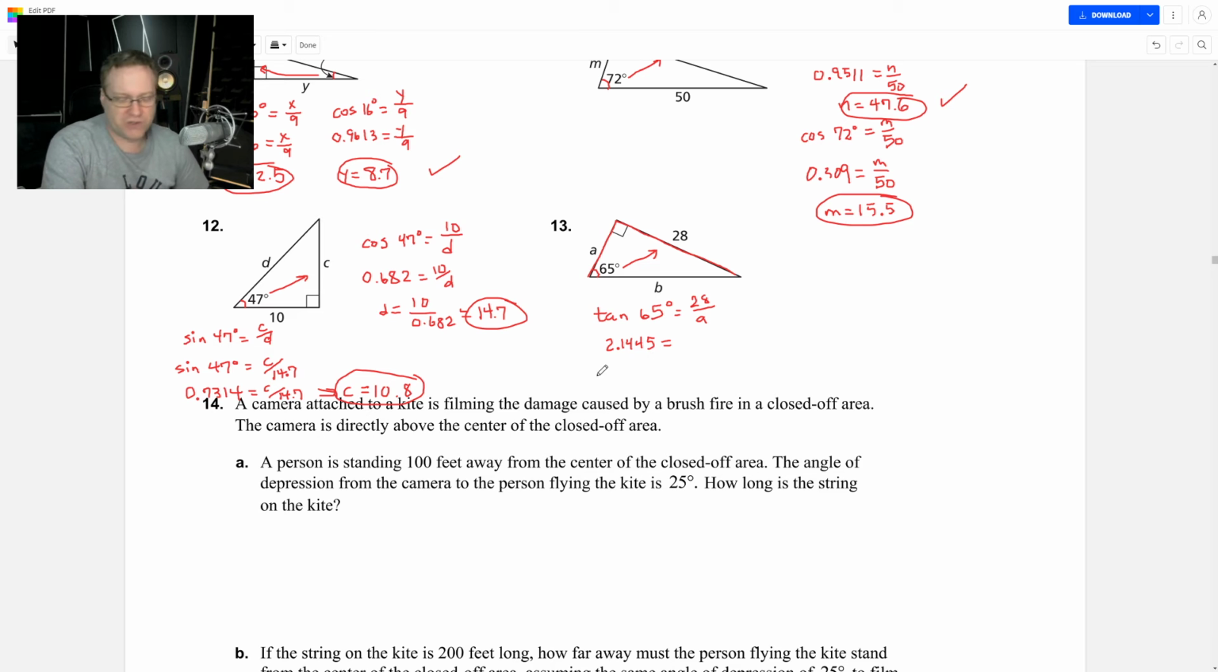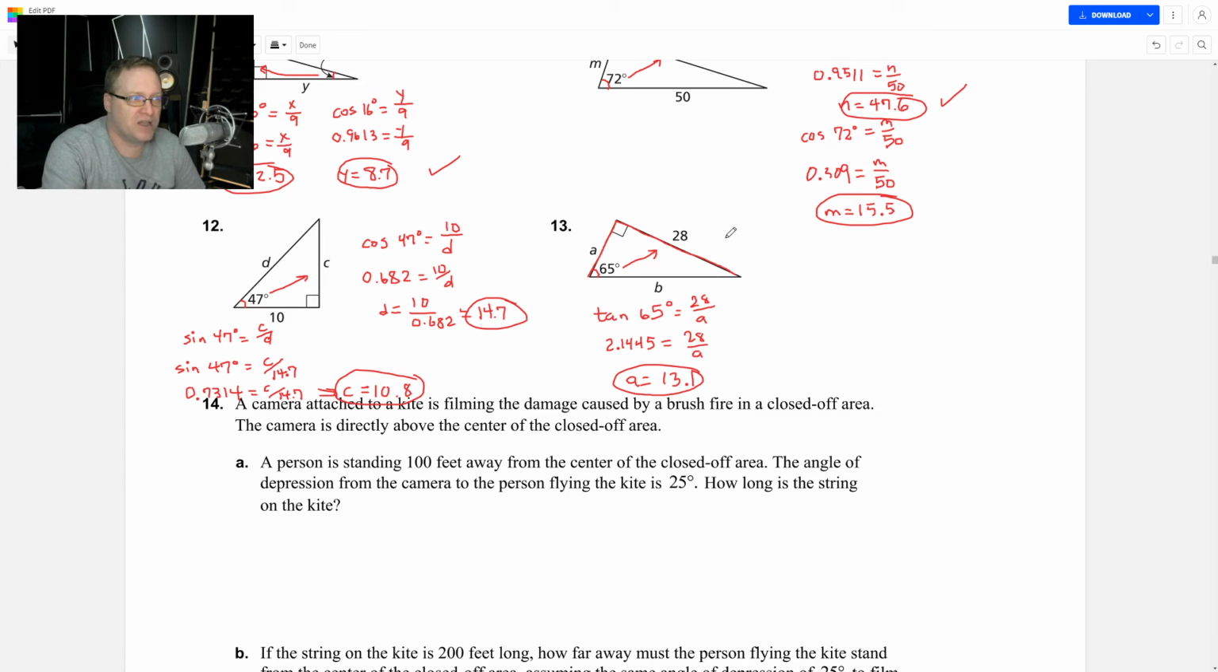All right, so that's the tangent of 65, and we know that that has to equal 28 over A. And that means that A is going to have to equal, well, if we move the A up here and then the 2.1445, it's going to have to be 28 divided by 2.1445. So 28 divided by 2.1445 is 13.05. So that's 13.1. And that's going to be our answer.